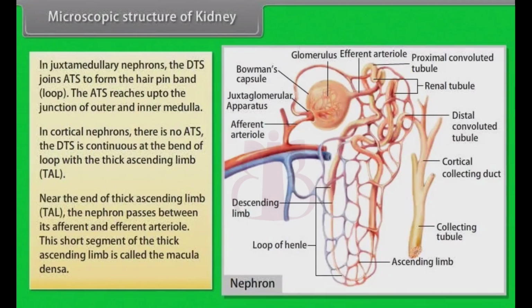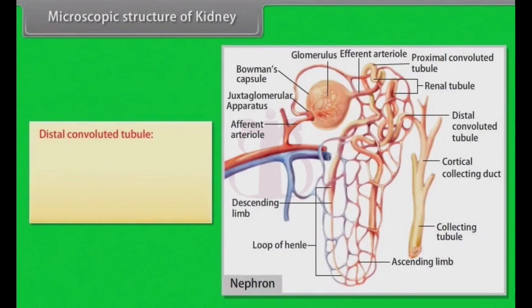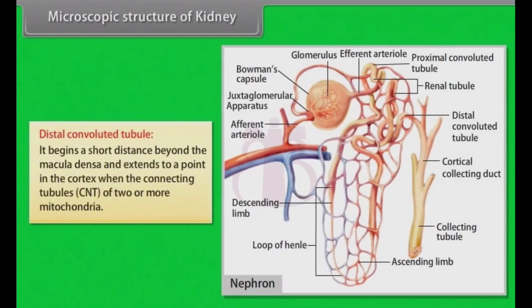Near the end of the thick ascending limb, the nephron passes between its afferent and efferent arteriole. This short segment of the thick ascending limb is called the macula densa. Distal convoluted tubule. It begins a short distance beyond the macula densa and extends to a point in the cortex where the connecting tubules of two or more nephrons join.